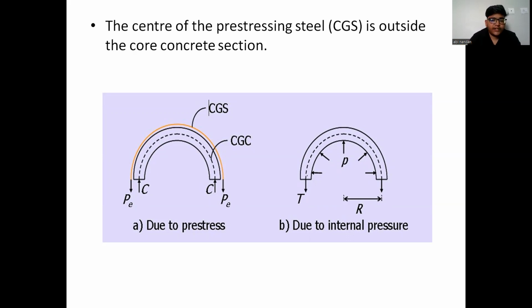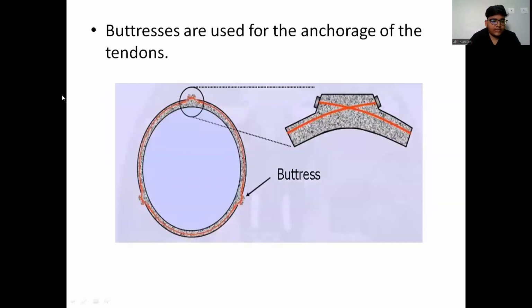There will be a pre-stress loss when we design this. To avoid that, we can use buttresses. These are used to reduce the loss of pre-stress due to friction. The pre-stressing can be done over sectors of the circumference. Buttresses are used for anchorages of tendons. These are the following buttresses.